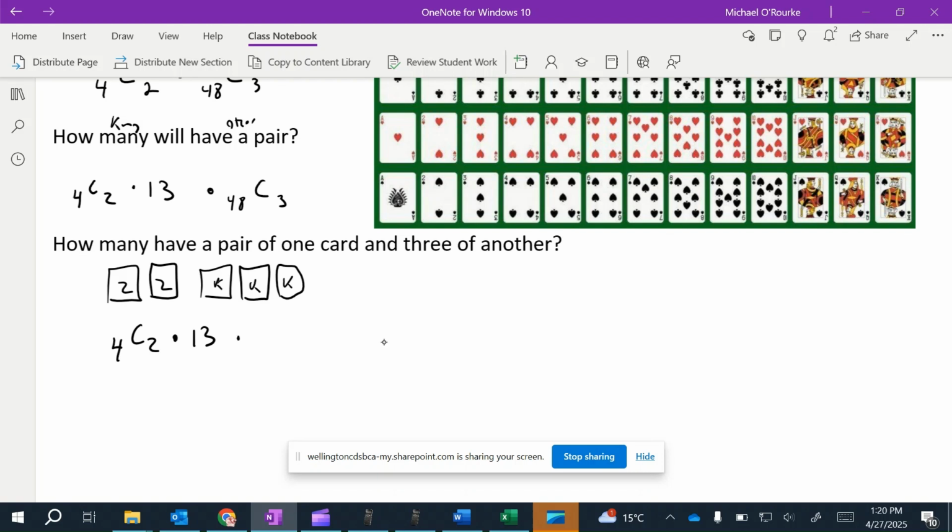Then I'm going to make 3 of another one. 4C3. That gives me 3 of something else. I have 12 left of those. So pretend I got 2. Well, same thing. I got 2 2s here. So then I go through it again. I only have 12 options to make 3 of a kind.